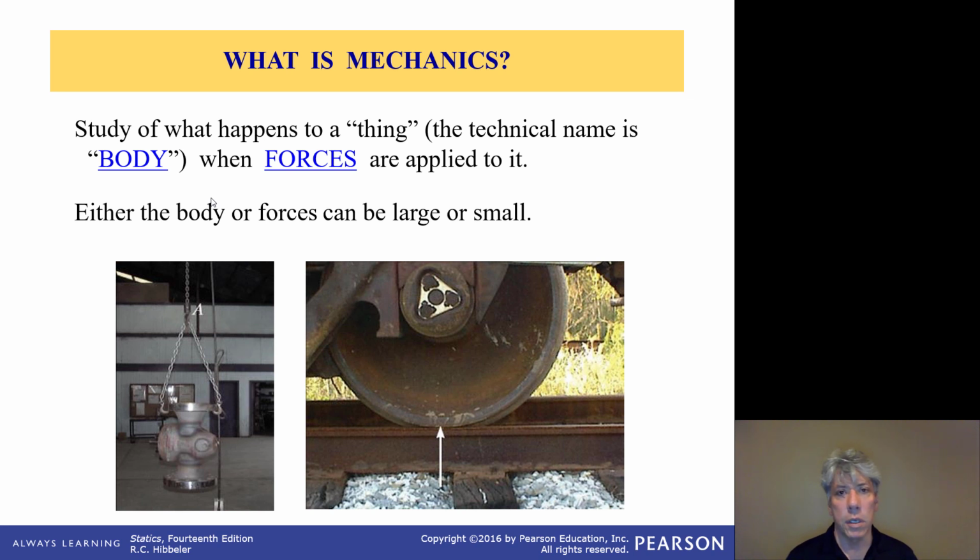If you've ever looked at a rail car, it's a relatively large force. Relative to what? Relative to a penny sitting on the track. The penny is going to be squashed, obviously. On the other hand, the rail car is a very small body by comparison to Earth. So it just depends. The bodies can be large, they can be small. The forces can be large, can be very small.